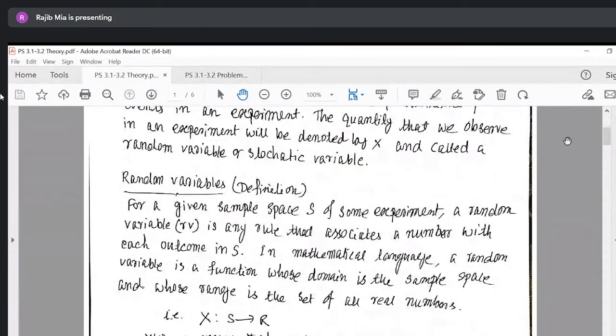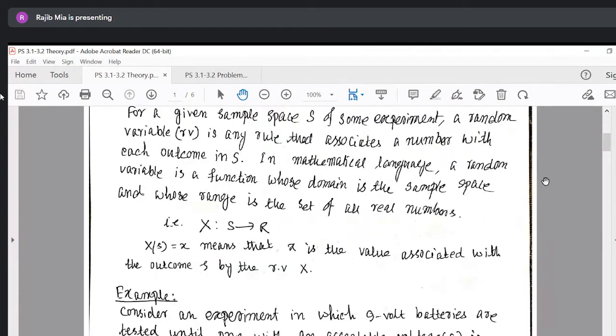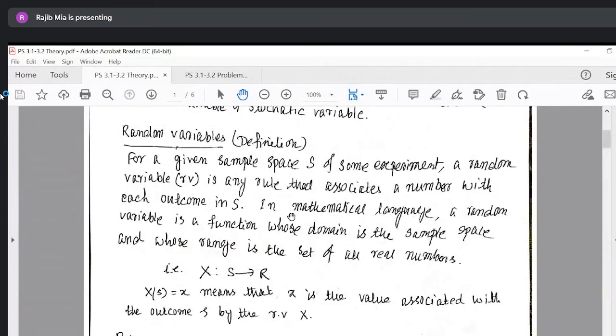Mathematically, what is a random variable? It is a function from the sample space to the set of real numbers. Here capital S, the set of all outcomes, is the sample space, and R is the set of real numbers. So the random variable X is a function from the set of all outcomes to the real numbers. The domain is the sample space, and the codomain or range is the set of real numbers R. That is, for each outcome of the sample space S, we assign a real number. That is the concept of a random variable.